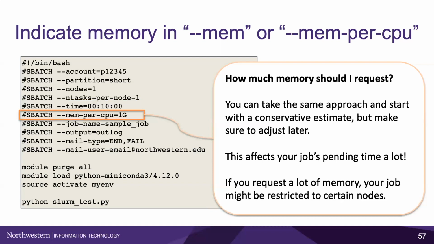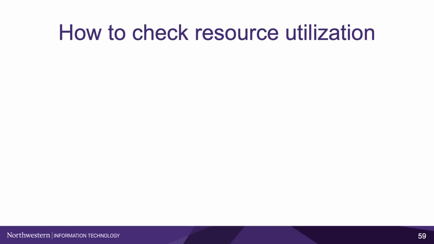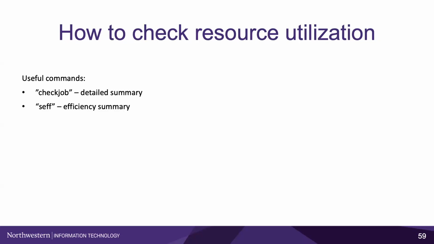All right, so you might be wondering, okay, I submitted a job, and I want to adjust my requested memory or amount of time according to what I ended up using. How do you check the levels of resource utilization for past jobs? I want to introduce two useful commands for this. The first one is checkjob, and the second one is seff. checkjob prints a long, detailed summary of a given job, and seff is kind of a short form of it, so it only prints the efficiency summary of a given job.